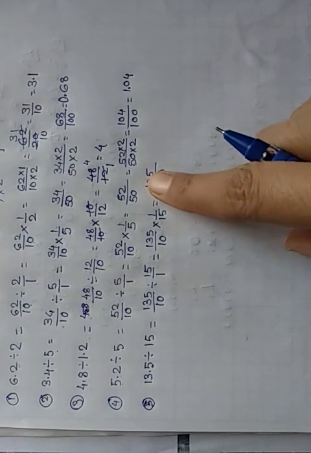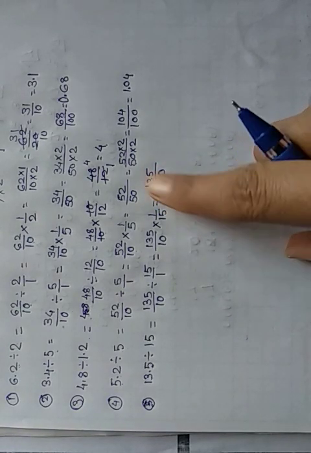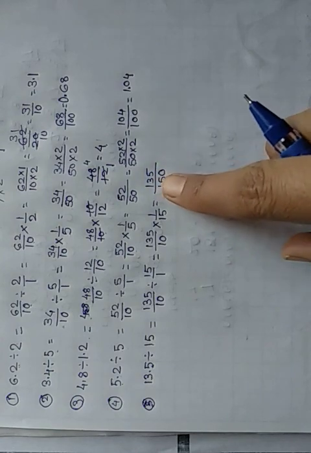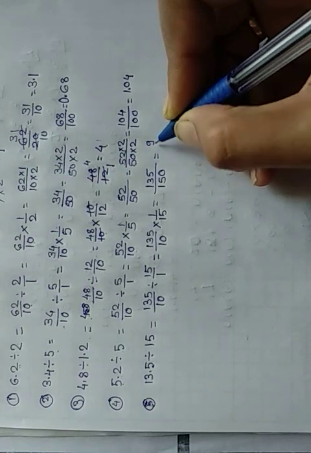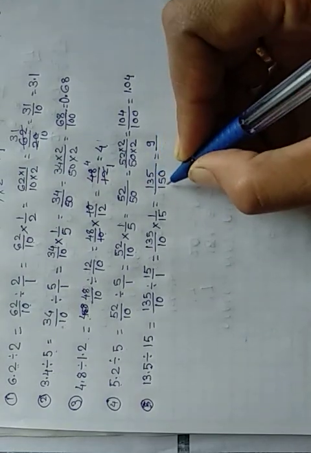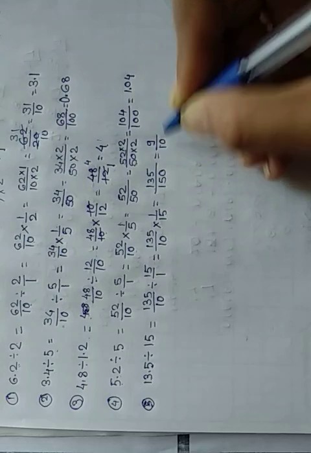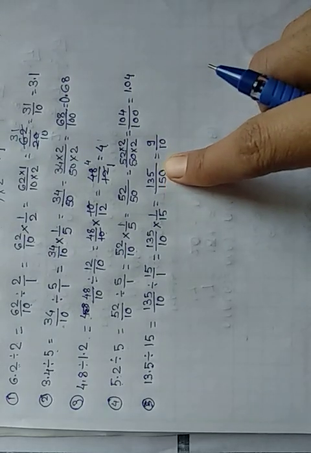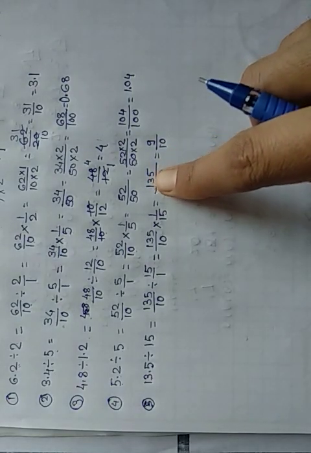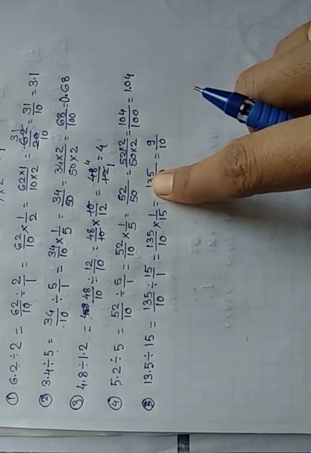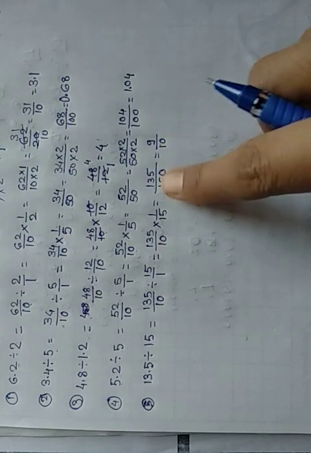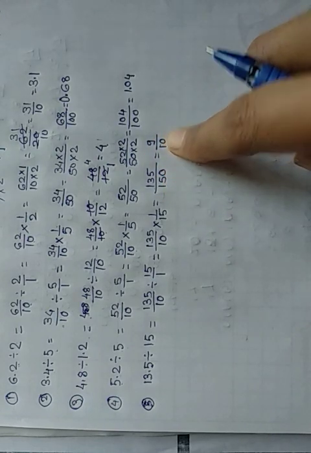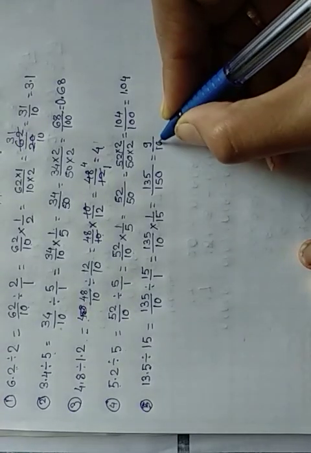Now you know 135 and 150 are numbers from the 15 number table. 15 nines are 135 and 15 tens are 150. Okay, I divide the numerator by 15 and the denominator by 15. 15 nines are 135 and 15 tens are 150. So the answer is 9 upon 10.